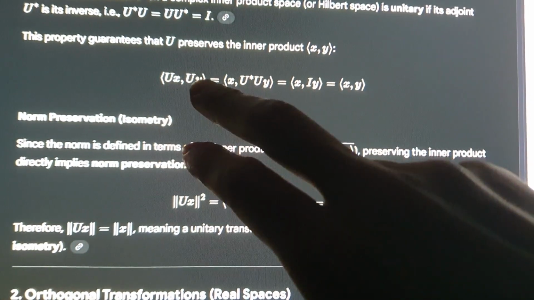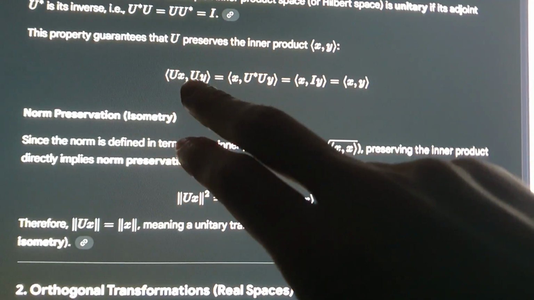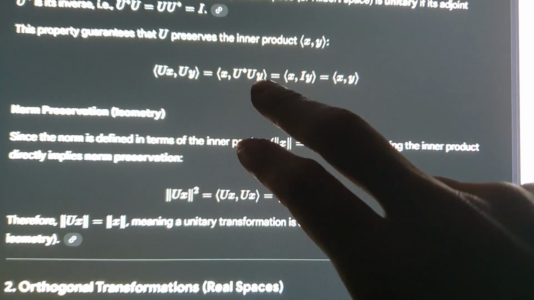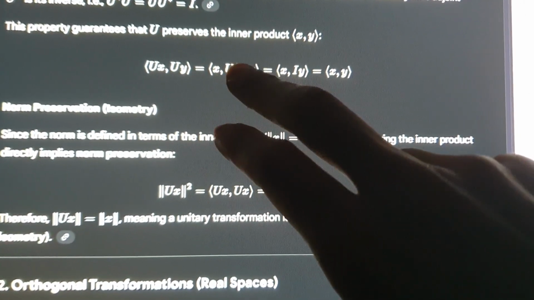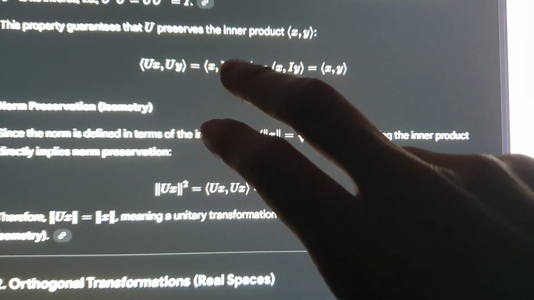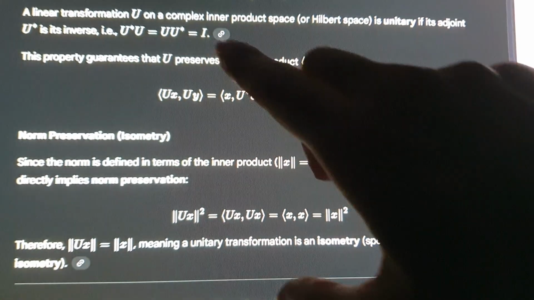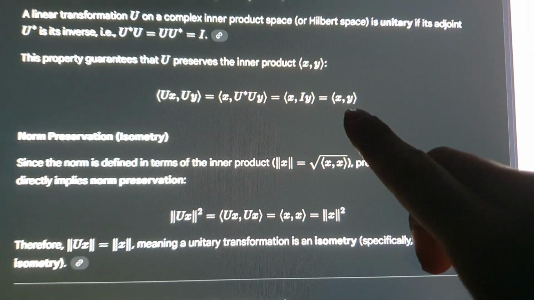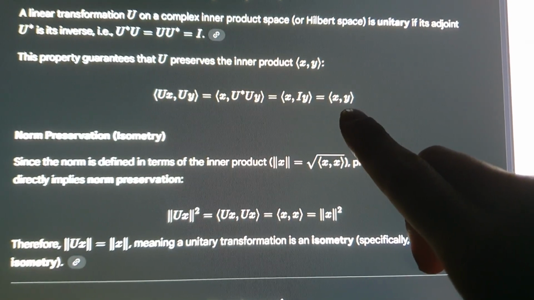If we take the inner product between two vectors but multiplied by the unitary transformation, we can take the adjoint. By definition, we get U adjoint U, which by definition equals I, so we set here I, and we get the inner product between x and y.